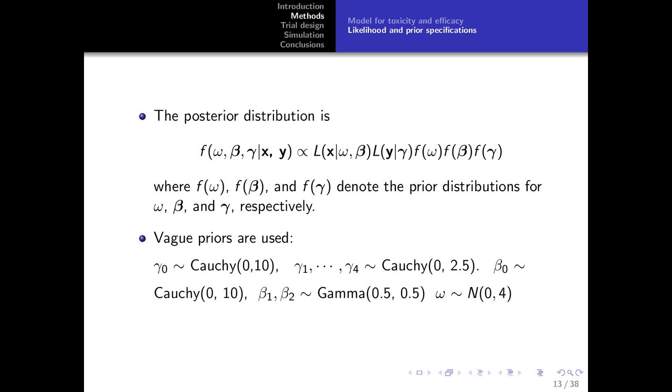And the next page, page 13. If we assign prior distributions to those unknown parameters, omega, beta, and gamma, we can easily get a posterior distribution. In our setting, we use a weak prior and let the data speak for themselves. So here, we use some Cauchy priors, pretty weak. Page 14.